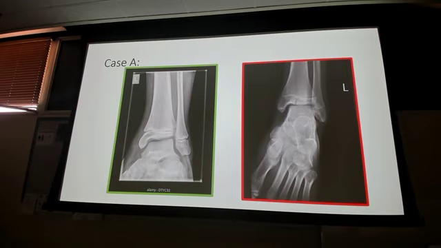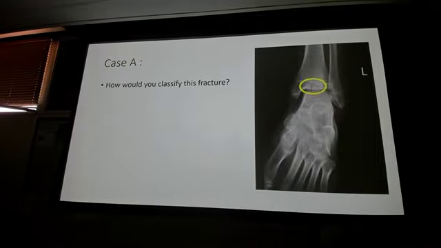Alright, are we good? Okay. How many found this? Now the real question. How many correctly classified it as this? Type 3. Salter-Harris type 3.